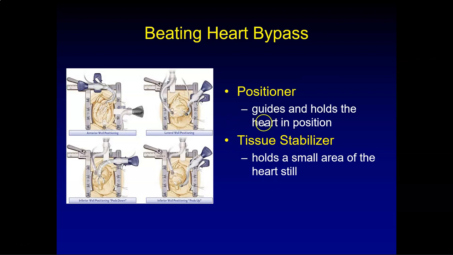So here's just a little image. I'm not going to go over too much. Just know that we crack the sternum, we open the sternum, and we place traction. We have a tissue stabilizer that holds everything in place, gives us direct access to the heart and direct access to the aorta, and then the surgery begins.